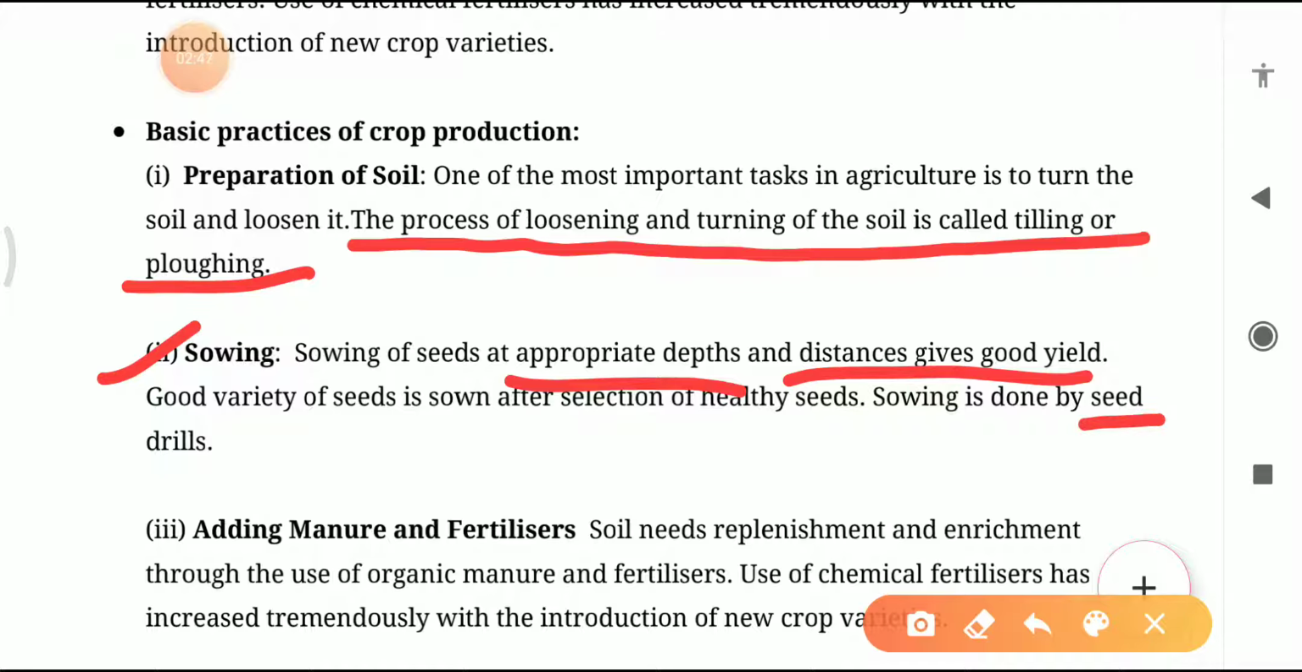Students, the seed drill is about here. Seed drill is one kind of implement which we use in agriculture. The function of the seed drill is that it is used for sowing the seeds, and it sows the seeds uniformly at proper distance and depth. So we can say that the seed drill is one kind of agricultural implement which we use to sow the seeds.